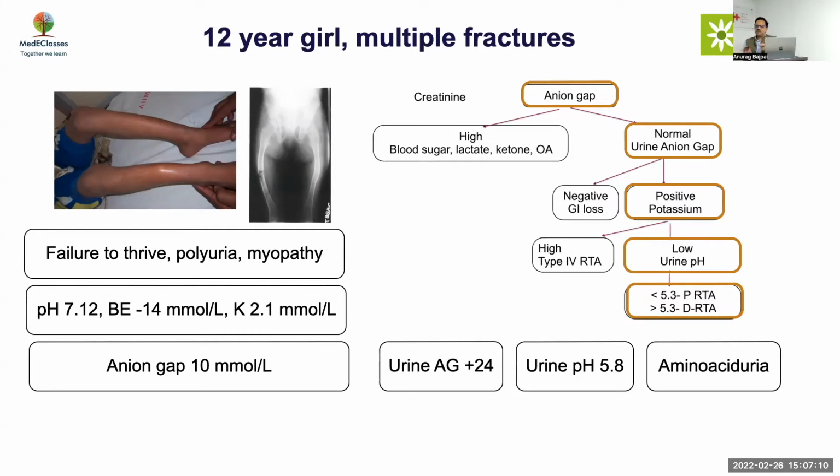So although we say RTA is very simple, that you look at the blood gas, it shows acidosis which is hyperchloremic, the urinary anion gap is high, then you look at urinary pH and you say proximal or distal, there can often be confusions, and that's why we'll be discussing this in more detail, as seen by these two cases.